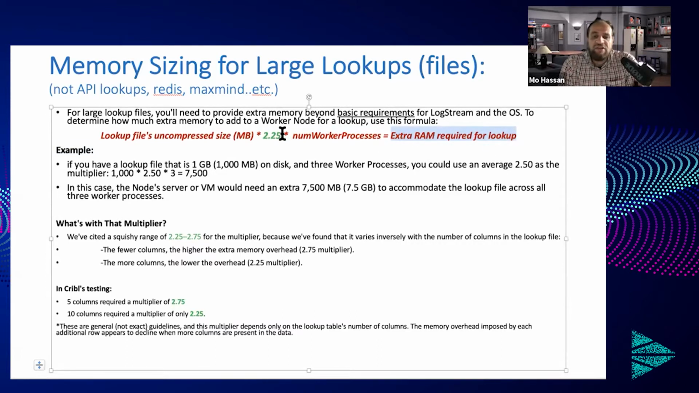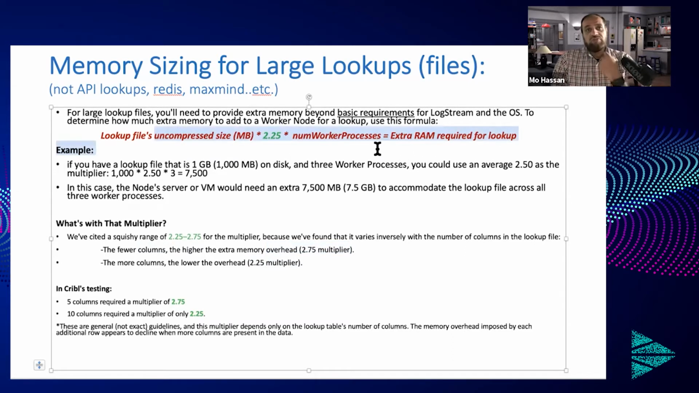The factor here is an inverse calculation: the more columns you have in the lookup file, the lower the multiplier. And this came through some work someone did internally in terms of sizing. They wanted to measure the impact of the number of columns in a lookup file, i.e. the size, on the memory requirements. So we have that covered.